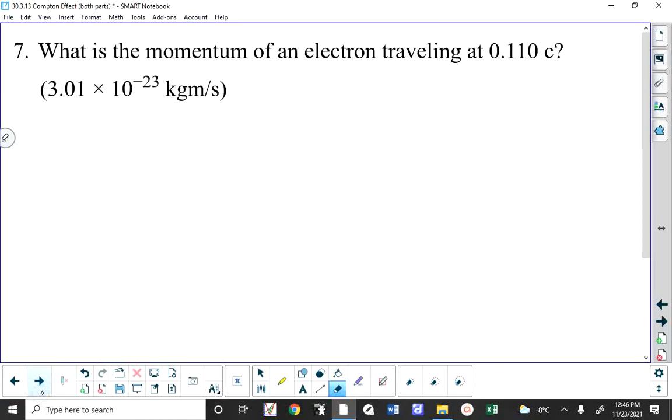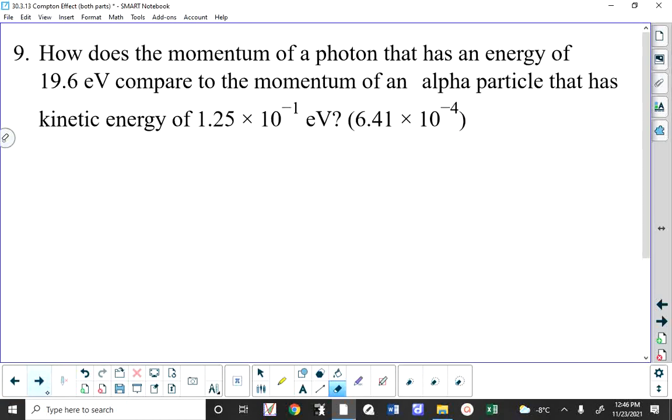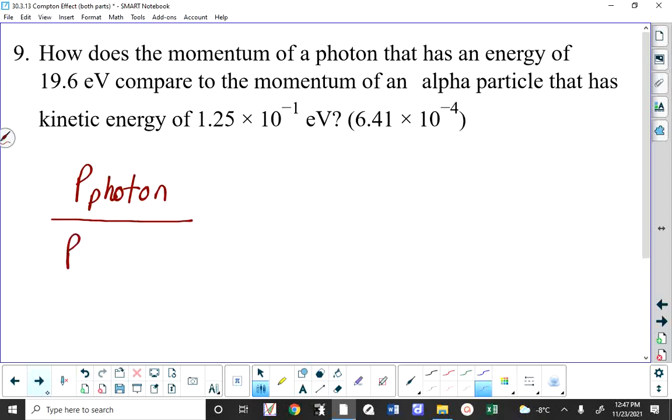The other thing I want to say about number 9 is when you are asked to compare one thing to another, we always want to calculate that thing divided by the other. The analogy I've used before is if you're 18 and I'm 54, and I say, how does my age compare to your age? You take 54 divided by 18 and you say, Mr. Way is 3 times as old as I am. So what we really want to know here is the magnitude of the momentum of the photon over the magnitude of the momentum of the alpha particle.